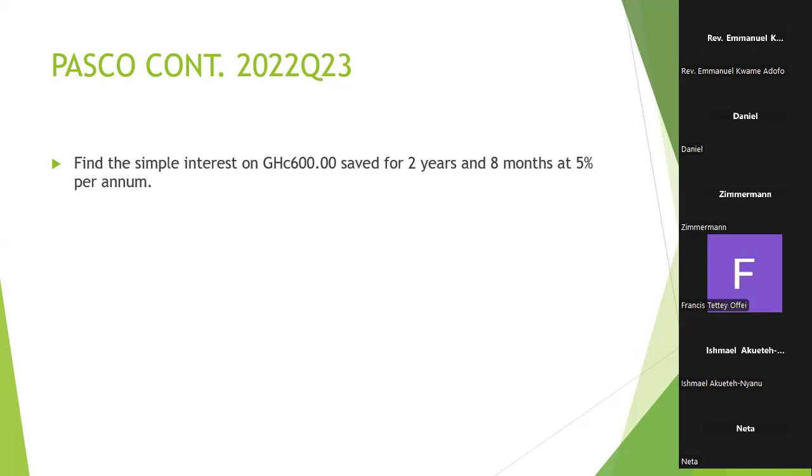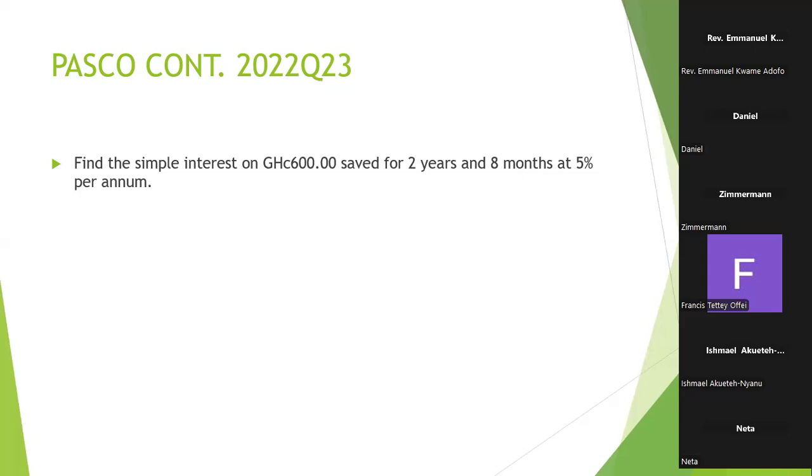Yes, okay. So I also converted into months. It's the 2 years plus 8 divided by 12, which gave me 2.67 years approximately. Okay. So in the multiplication, I converted the 5% by dividing it by 100, which is 0.05.